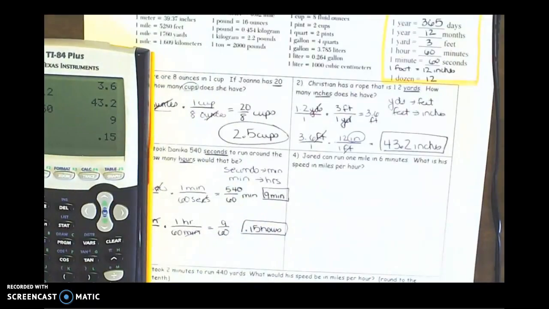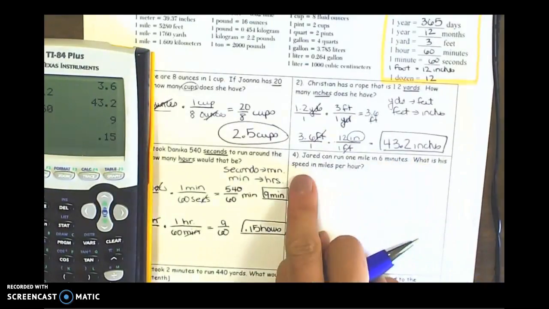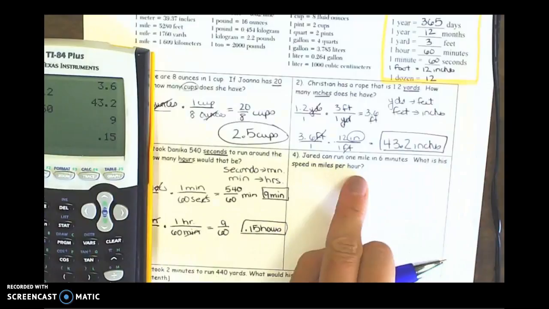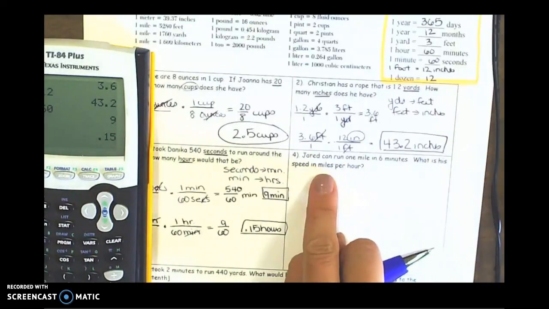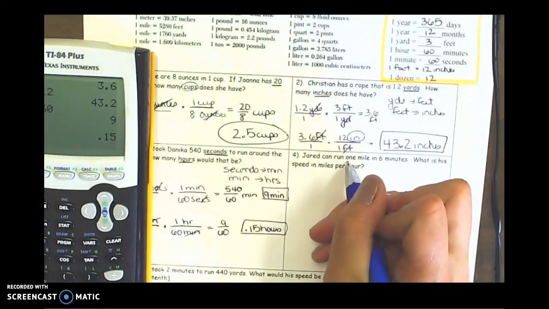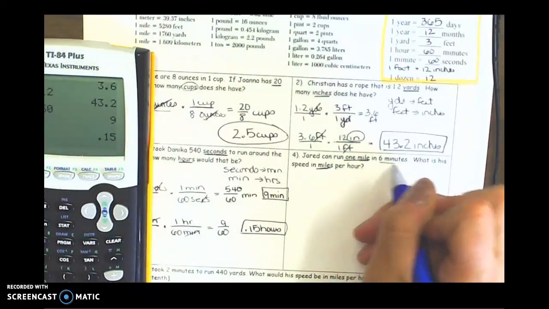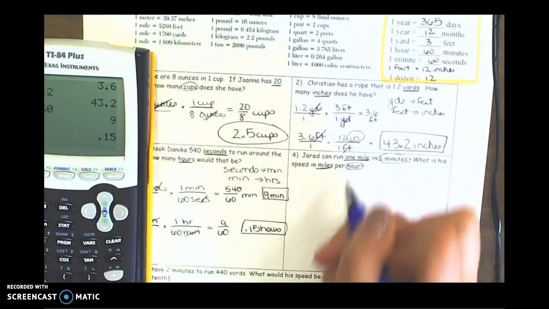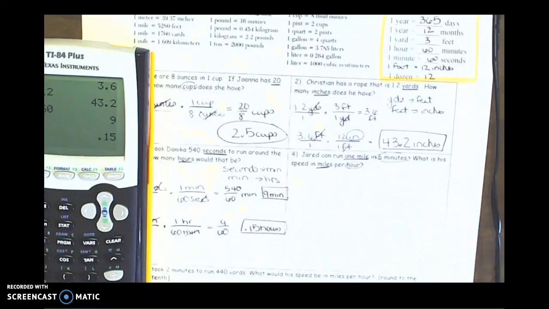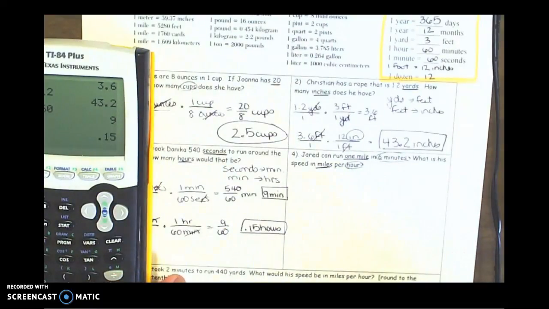Okay, up next, Jared ran 1 mile in 6 minutes. What is his speed in miles per hour? So I need 2 measurements here. I need miles and hours. So let's look at what we start with. We start with 1 mile. So miles and miles, those match. 6 minutes, hours, those do not match. So the first thing we have to do is convert minutes into hours. So let's go ahead and do that.